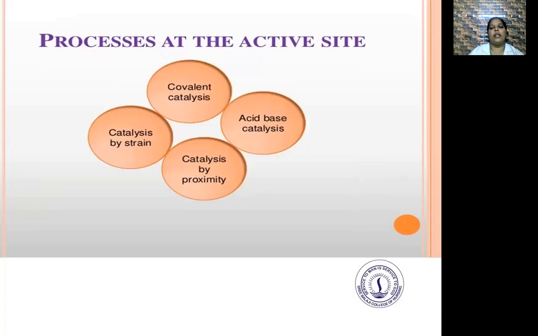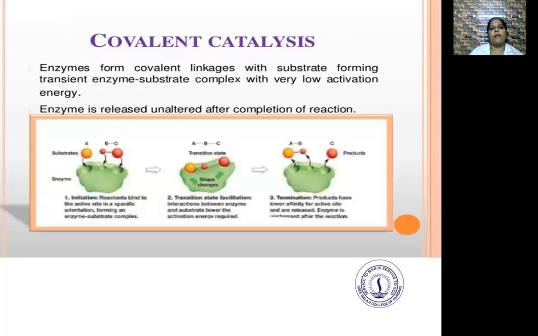So, processes at the active site: covalent catalysis, acid-base catalysis, catalysis by proximity, catalysis by strain. Covalent catalysis: enzymes form covalent linkages with substrate, forming a transient enzyme-substrate complex with very low energy. The enzyme is released unaltered after completion of the reaction.